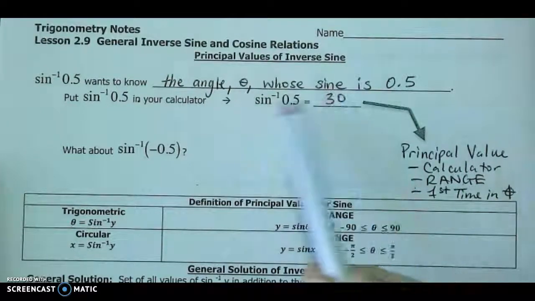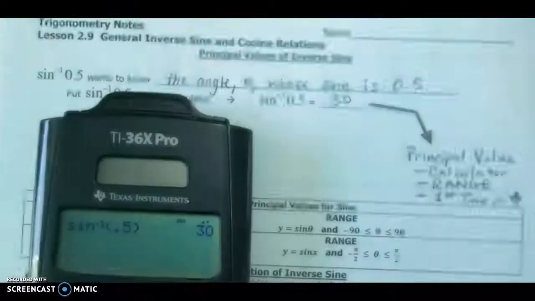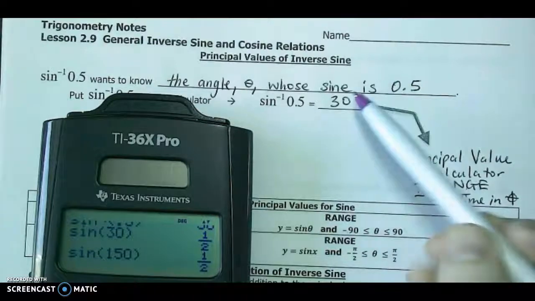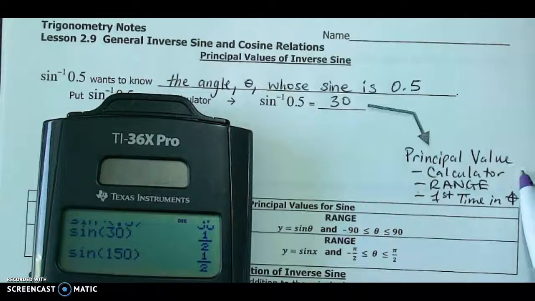Now, sine of 30 is not the only thing that gives you 0.5. If I type in sine 30, we can see you get 0.5, 1/2. But if I type in sine 150, I also get 1/2. So 30 is not the only answer, but it is the only principal value. So that's why it has a special name of principal value.